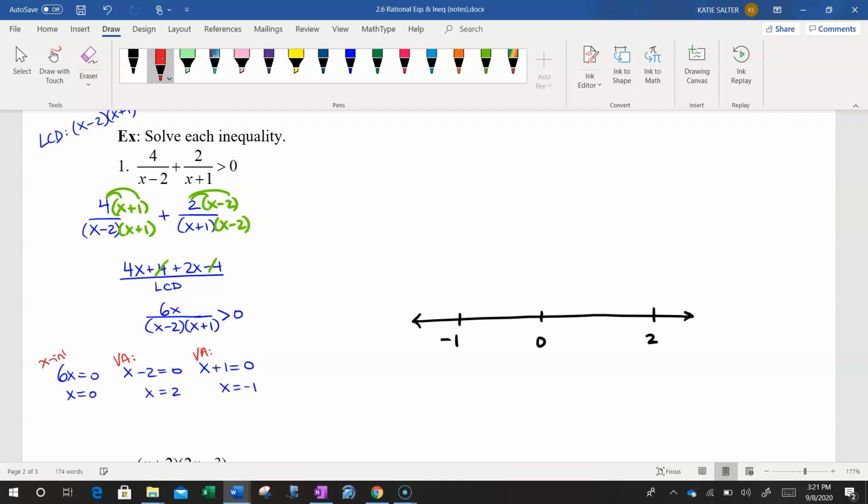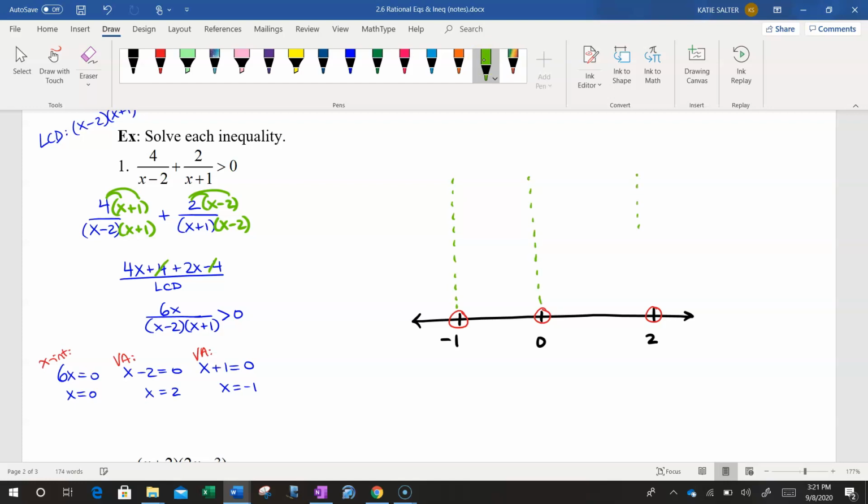This would end up being the x-intercept. But those vertical asymptotes would actually always be open holes because that's where the function's undefined. In this case, though, they're all going to be open holes due to the fact that it's only asking for where it's greater than 0. All right, once you get your open holes in there, we're then going to separate this with little dashes so we can look at what is going to be the sign in each interval.